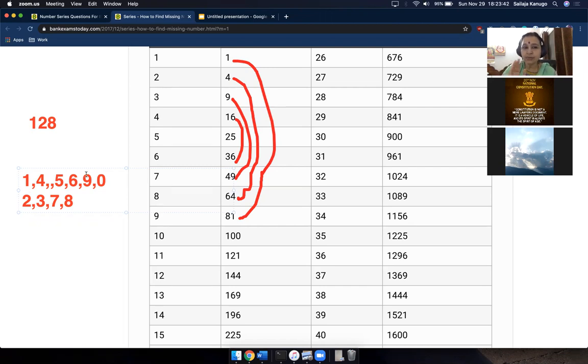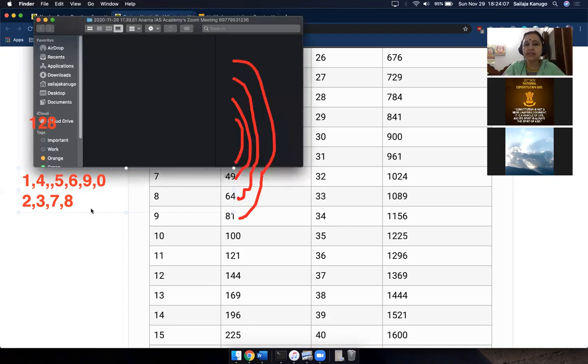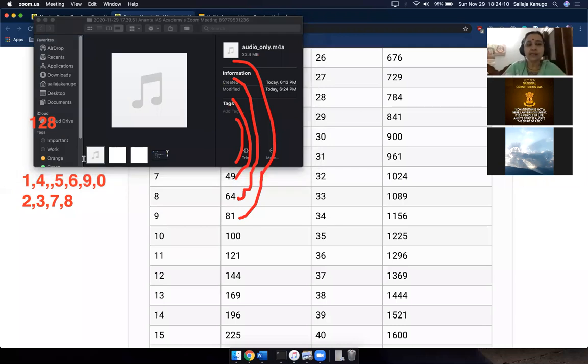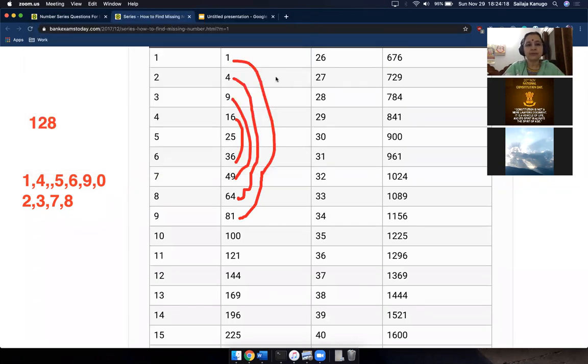I am not talking about multiples. 128 is definitely a multiple of 2, a multiple of 4, a multiple of 8, right? I'm not talking about multiples, I'm talking about squares. Squares means the number should be multiplied with itself. So when the number is ending with 2, 3, 7 or 8, we can say that definitely this particular number will not be a perfect square, right?